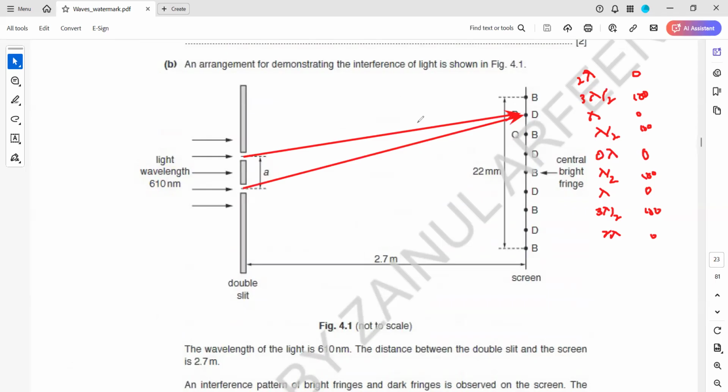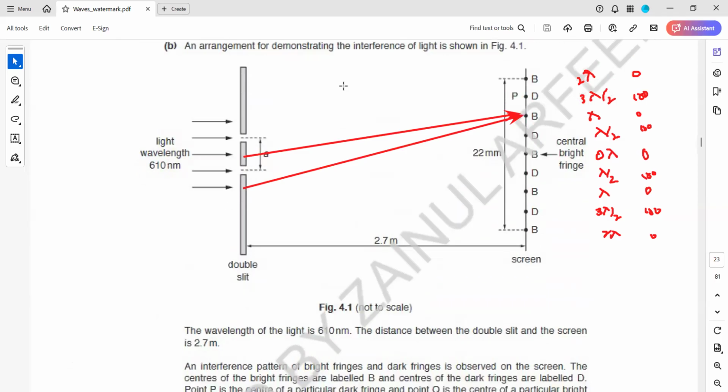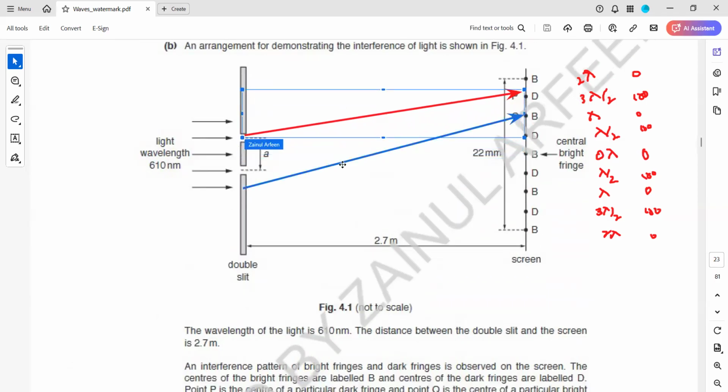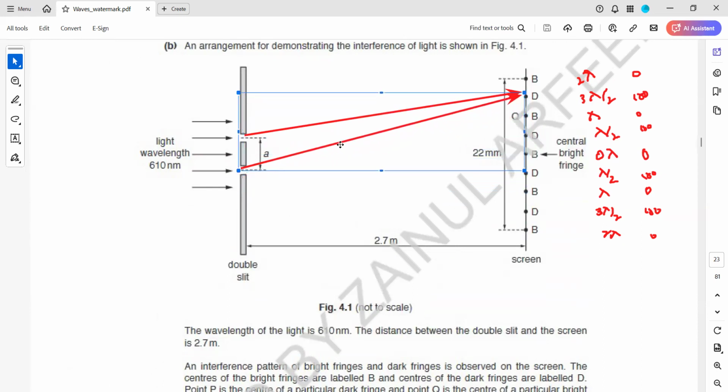And what is the pattern here? It is actually like 3 by 2. It is 3 by 2 wavelength. So the path difference, it's a destructive interference, which is the path difference. 3 by 2 is the path difference.